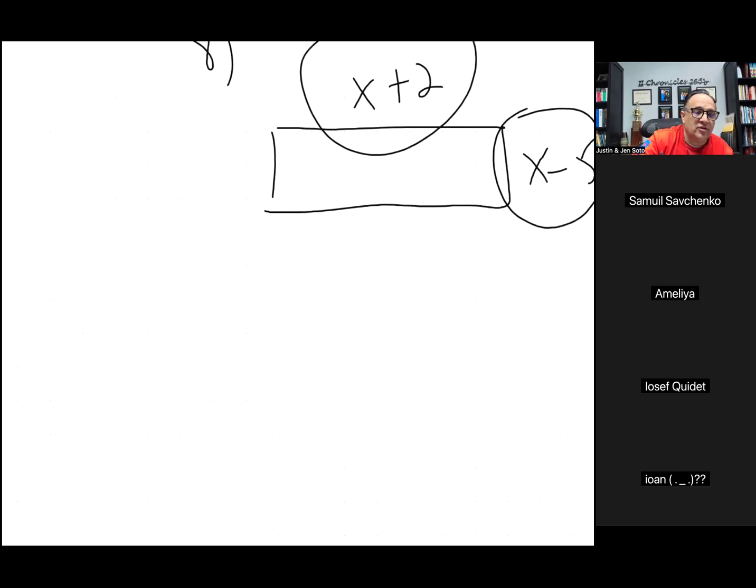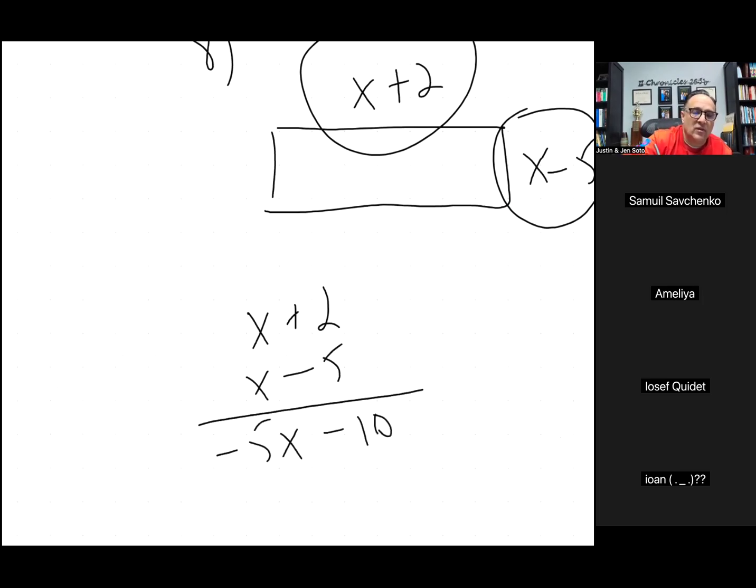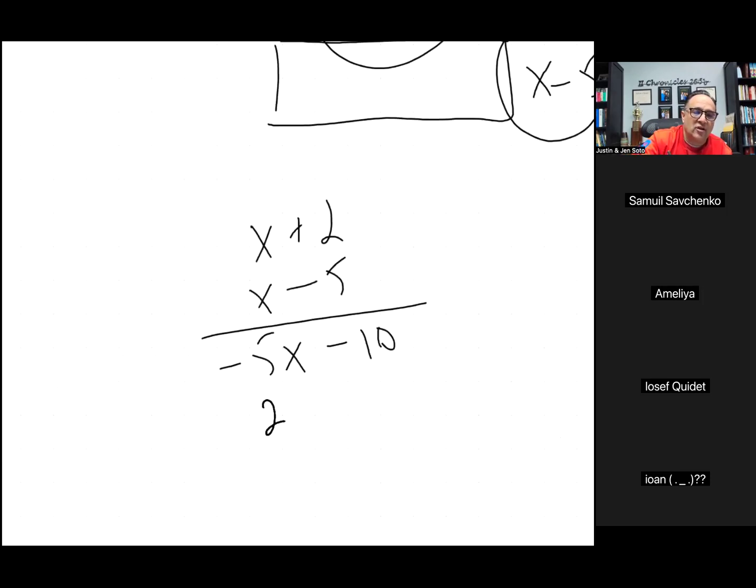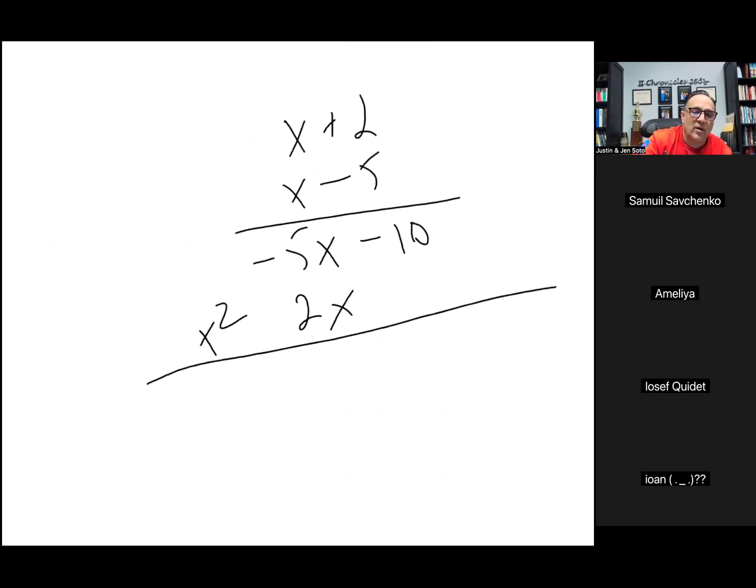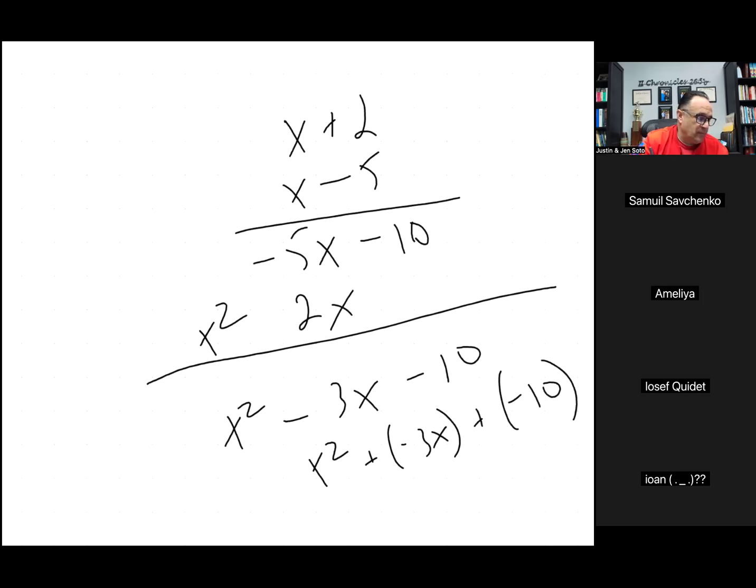Length times width, x plus 2, x minus 5, negative 10, negative 5x, 2x, x squared. I'm going to have x squared minus 3x minus 10, or x squared plus negative 3x plus a negative 10. Either of those would be the right answer. So that would be letter B. All righty. Letter B is the answer for number 8.